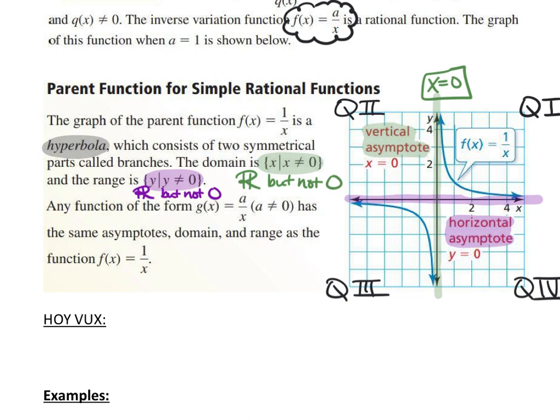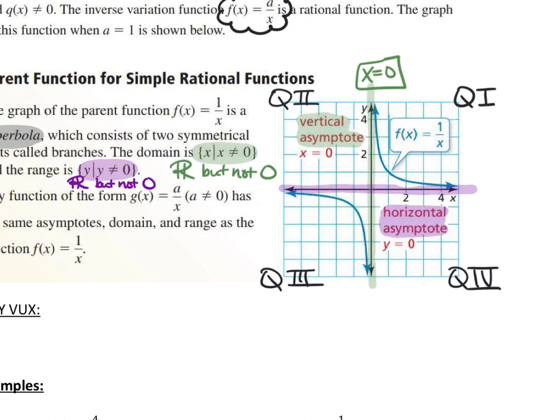So your vertical and your horizontal asymptote here are going to divide the graph into 4 quadrants, or 4 fake quadrants when we start moving it off the graph, which we'll talk about later. So our goal today is to be able to graph these functions and more specifically talk about their vertical and their horizontal asymptotes. We also are going to want to compare all of the graphs we do today to this parent function.